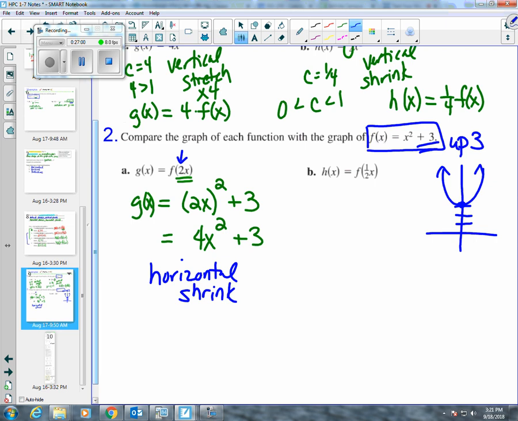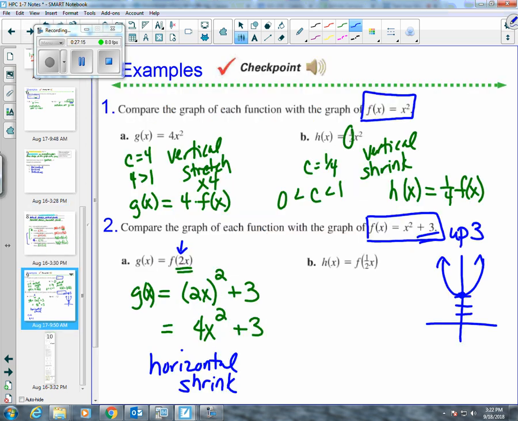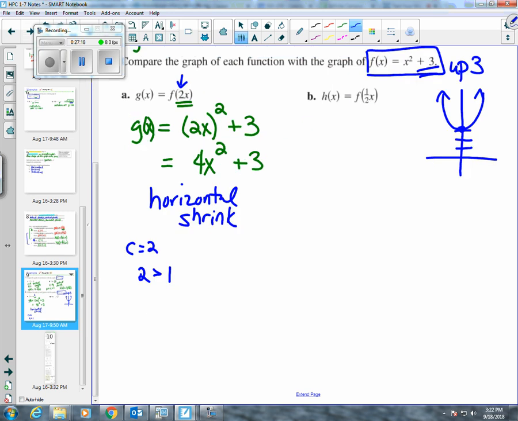Okay, why is it a shrink? Well, because that number, that C value is 2, which is greater than 1. So when we look back at our chart here, if the C value is greater than 1, that's a horizontal shrink. What do I mean by that? That means if I take the ends of my graph horizontally and push them together, shrink them together, my graph should get taller.